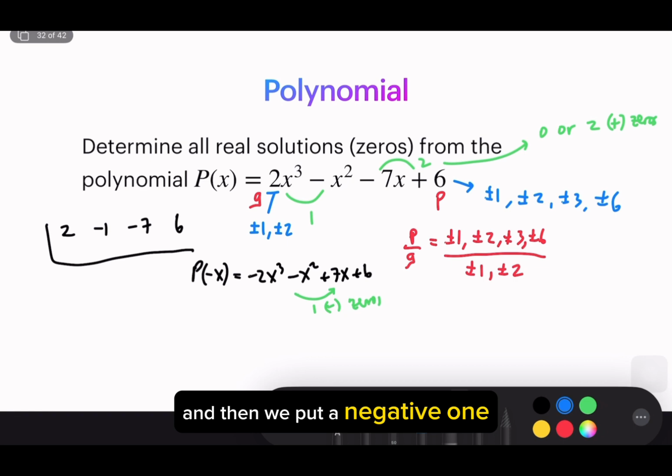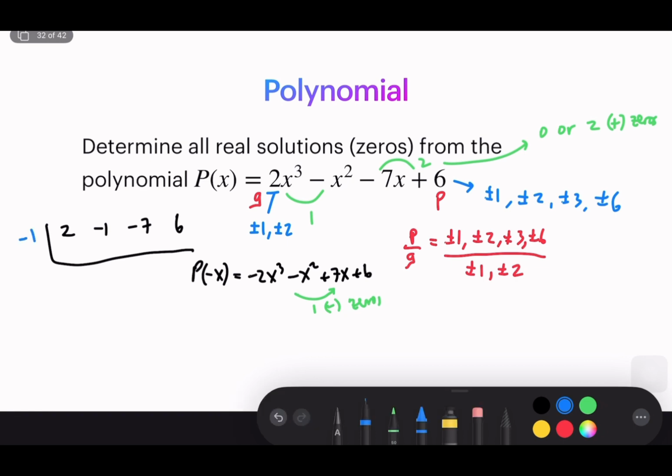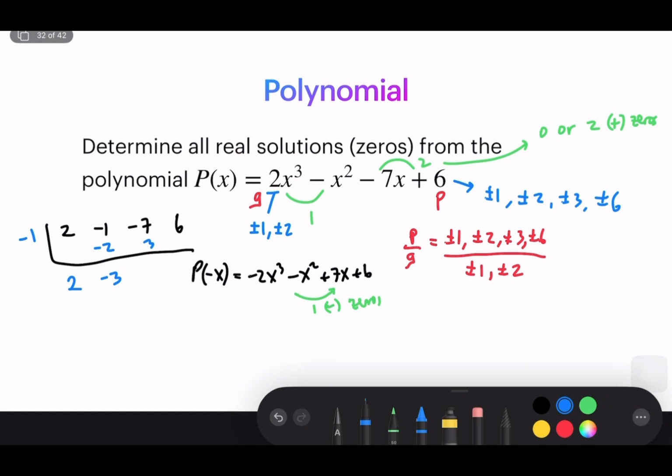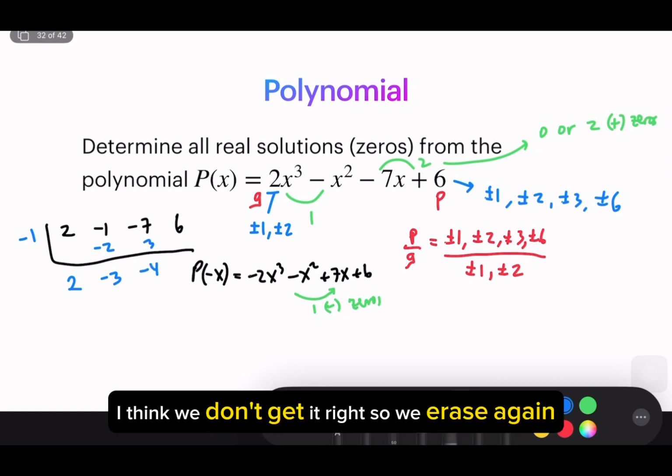And then we put negative 1. 2 multiply negative 1 is negative 2. Negative 3, right? And then we have 3. I think we don't get it, right? So we erase again.